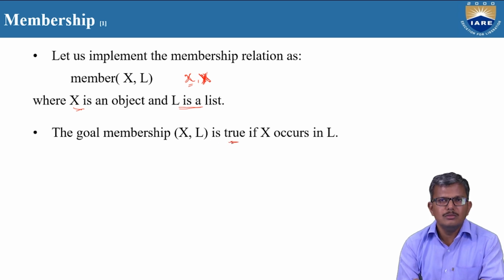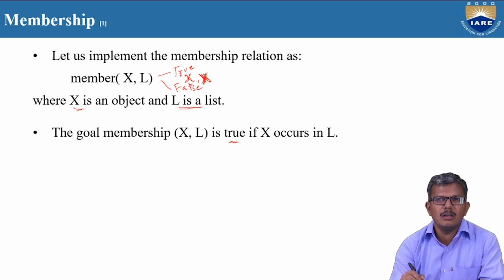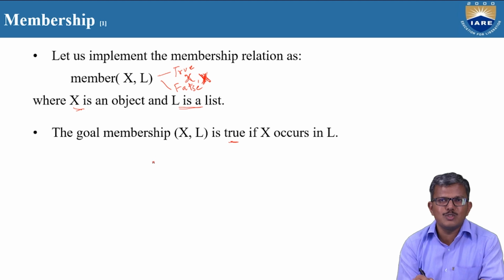So the goal member X comma L is going to be true when you execute this and get the result true. Why? Because there will be two possibilities: you can get either true or false. If you get the answer as true, what does it mean? It means X is a member of the list L, or otherwise we can say X is an object which is proved to be a member of the set L.